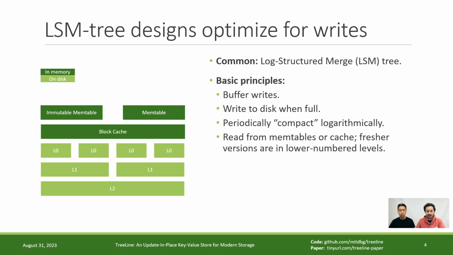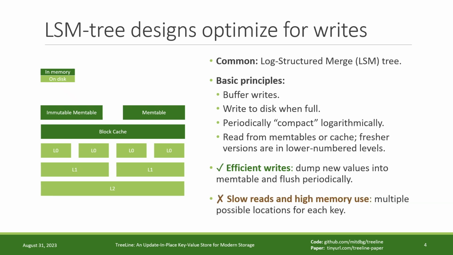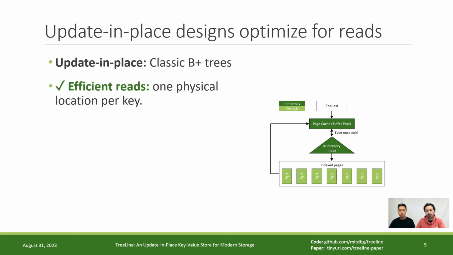The benefit of this approach is that writes are efficient because new values are dumped into a memtable and then flushed all at once. But of course, reads are slower and memory use is high exactly because the key can be present in multiple locations. You can imagine the other extreme in terms of design, which would be an update-in-place structure like a classic B-tree. There you have efficient reads because there is only one physical location where each key can be, the page that corresponds to its key range.